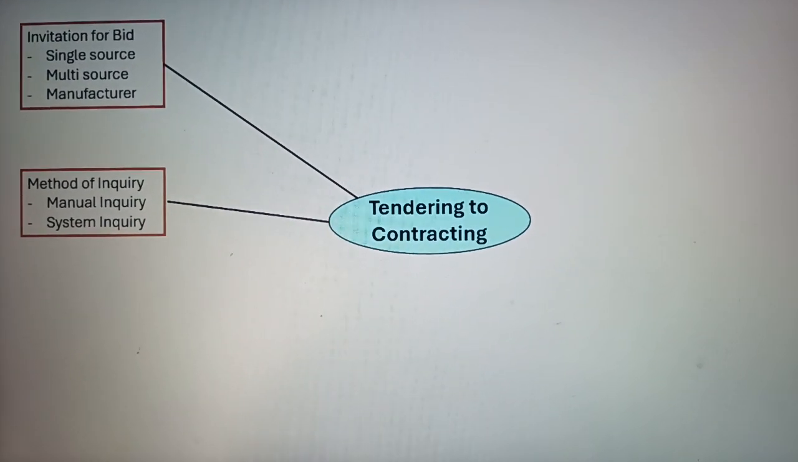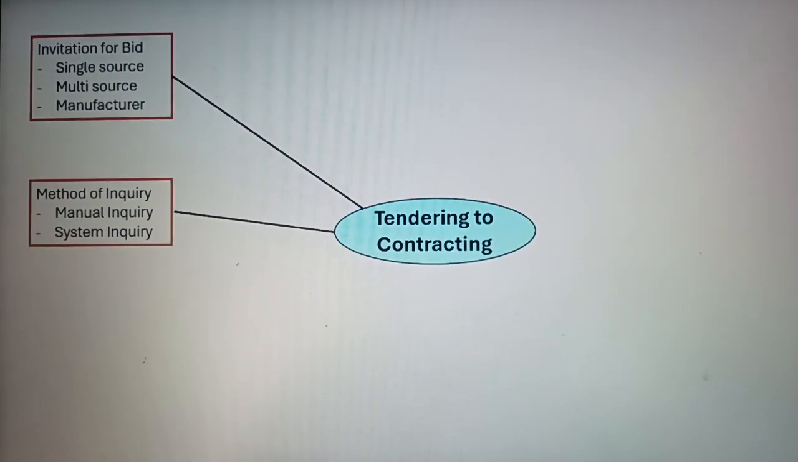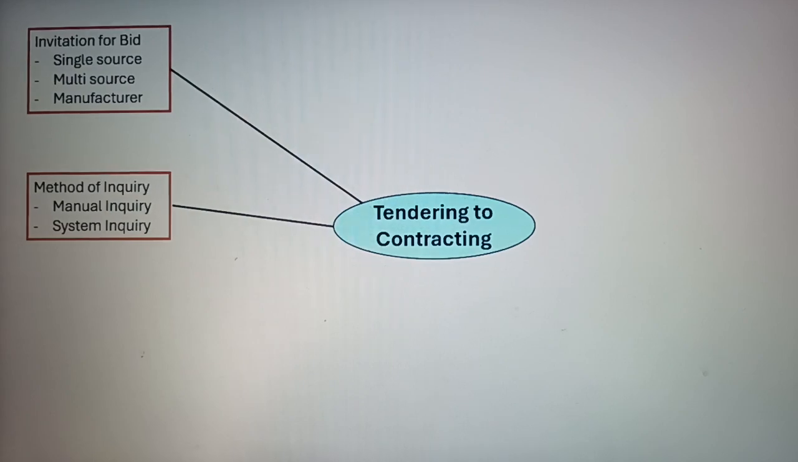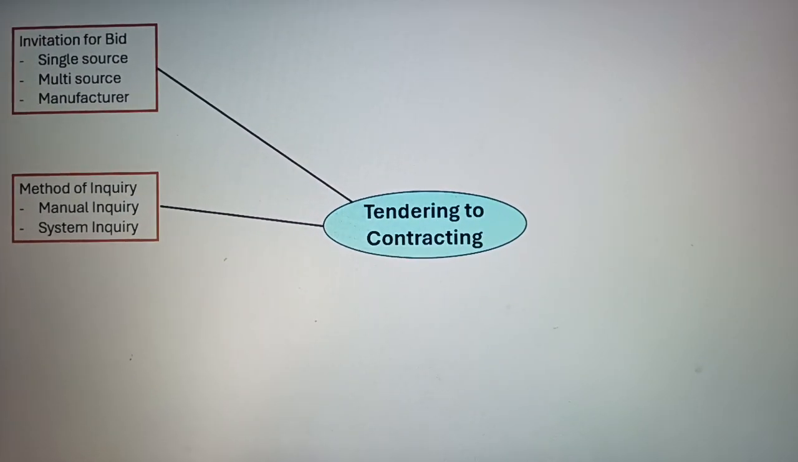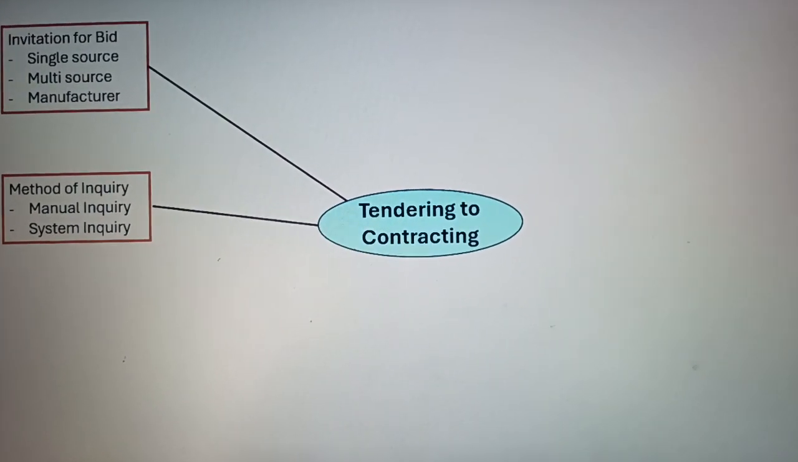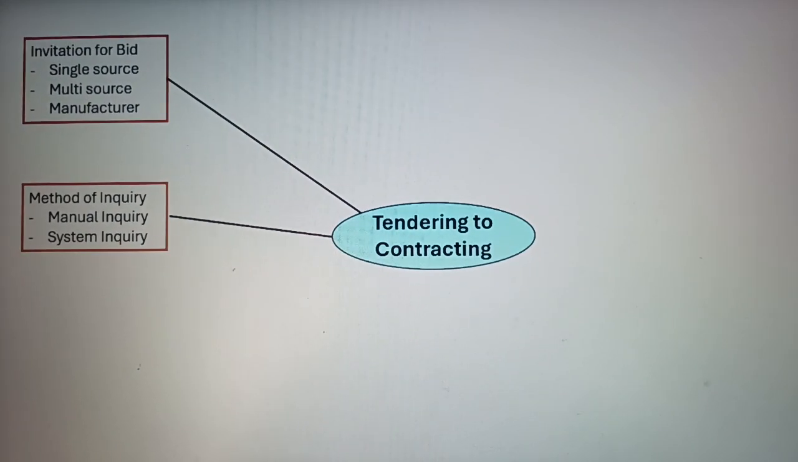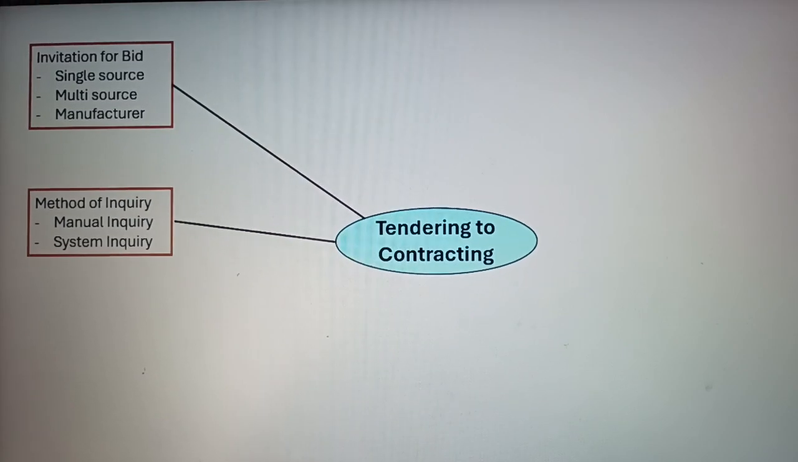And if the vendor is new, then a vendor registration form is also mentioned in there. So a new vendor can register their vendor profile into the buyer system, and they are also eligible for the bidding. The other type is system inquiry.